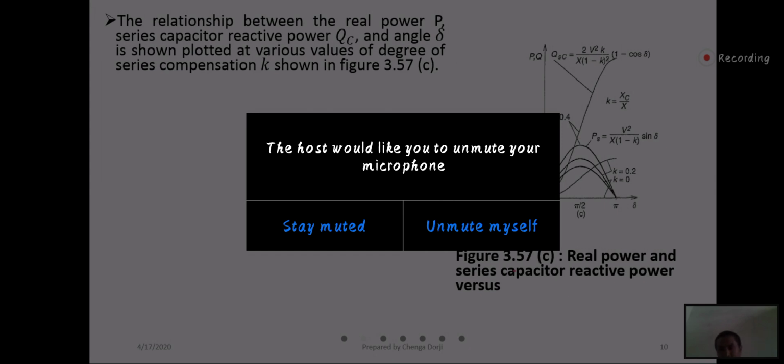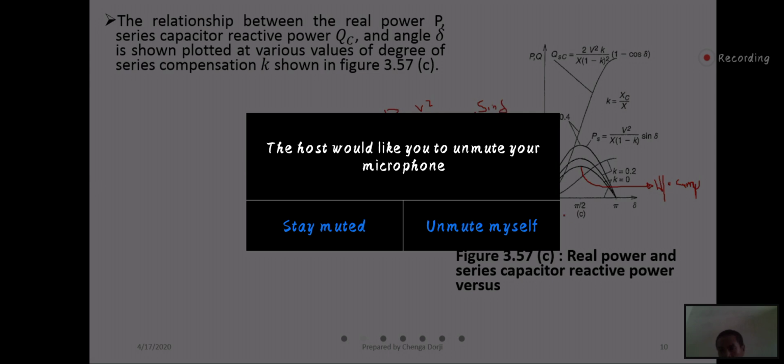Okay, so now here you see, this one is without compensation, meaning K is zero. Now when you plot P versus delta at K is equal to 20%, then you get P is equal to V square by X times 1 minus 0.2, times sine delta.